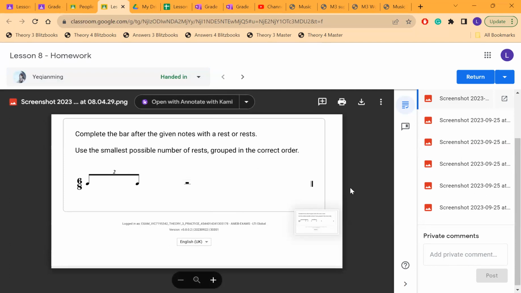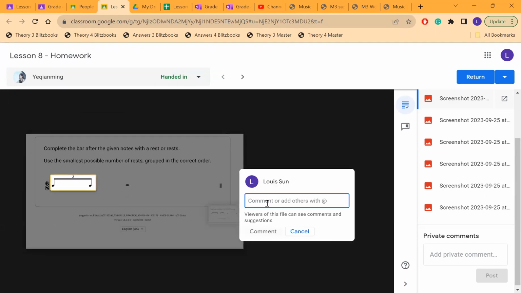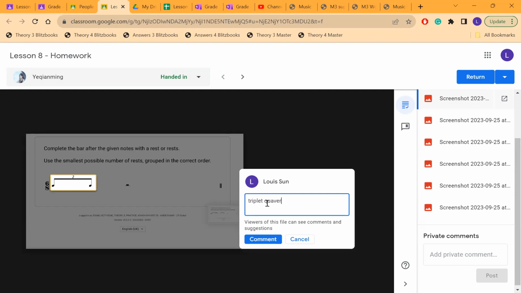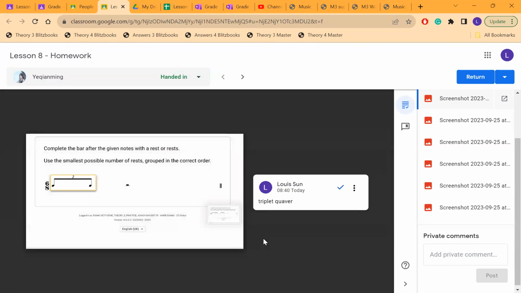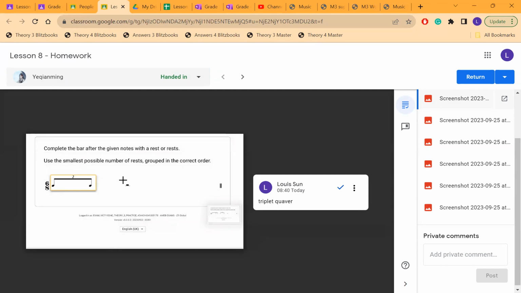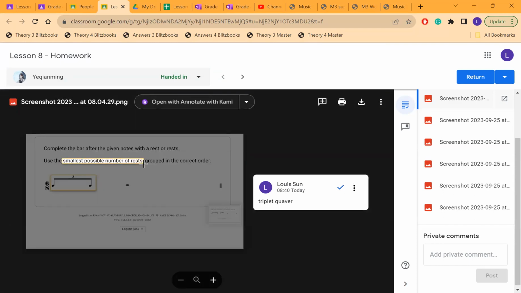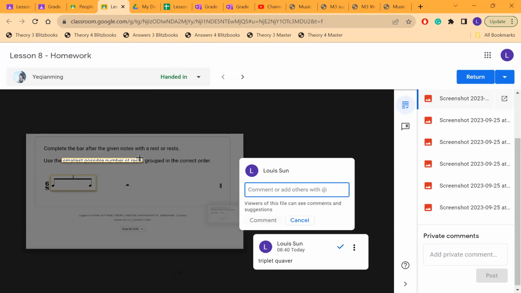With this one, right? It's trying to trick you with that duplet. This is just worth a triplet quaver. So, we're in 6/8, so it's just worth 3 quavers. Yeah. So, use this. There we go. See, this is what I warned you about. Use the smallest number of rests. Isn't that the smallest one?